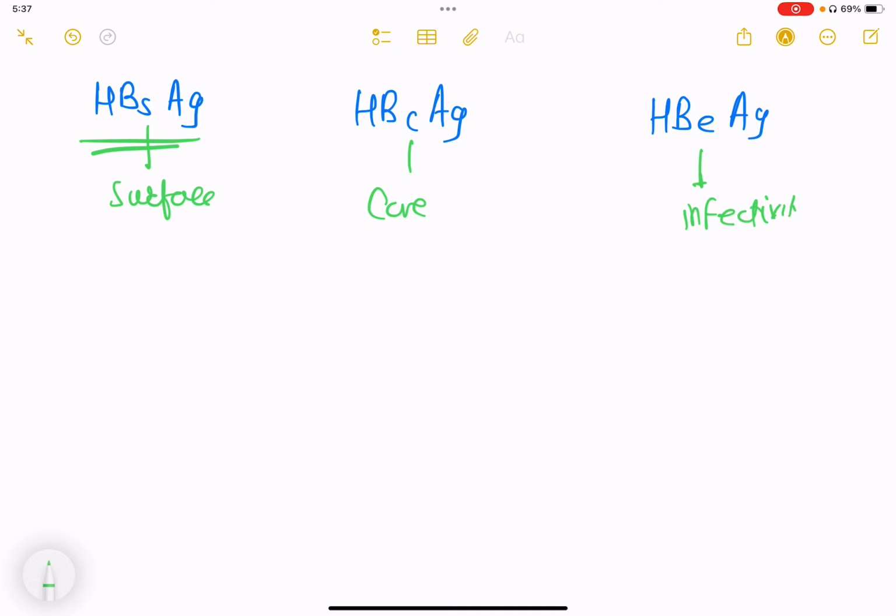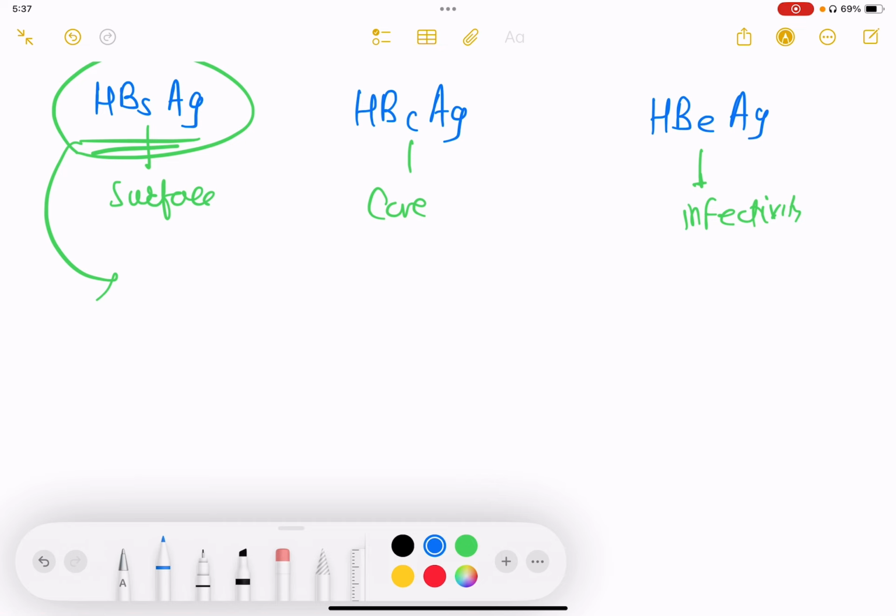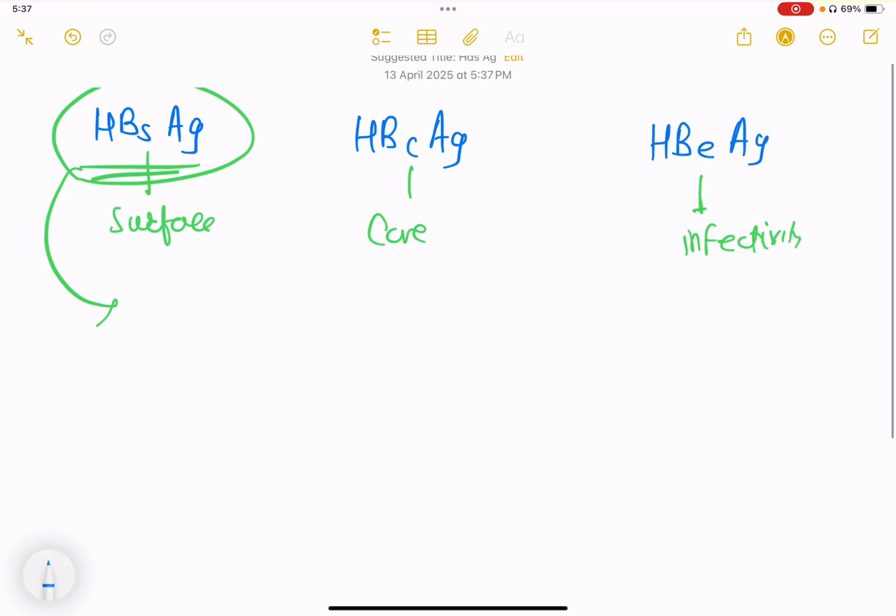Hepatitis B surface antigen is the most commonly used marker in the hospital setting. This is very commonly done pre-operatively to see whether any patient is infected with hepatitis B or not. It is one of the most common markers used as a screening protocol. If the patient is hepatitis B surface antigen positive, then the patient's liver function test and hepatitis B DNA viral load are very commonly checked.